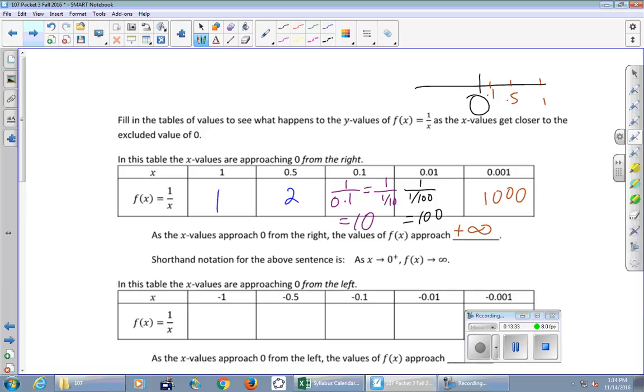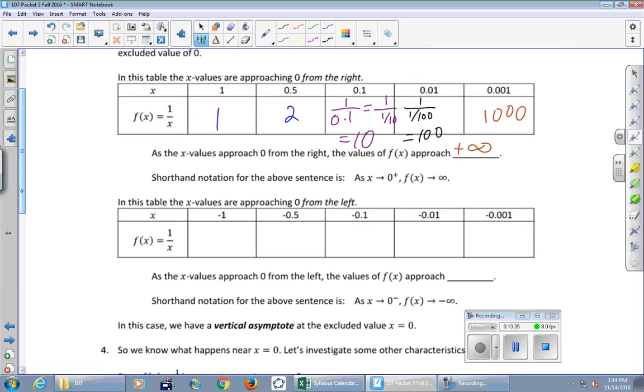Okay, in the table below, let's see what we get here. Same f of x function, but now we're going to plug in -1. What do we get? -1 there. And then -0.5 gives -2. And we can probably see the pattern by this point. How do these numbers relate to the previous ones? They're just the negatives, right? So -10, -100, and -1,000.